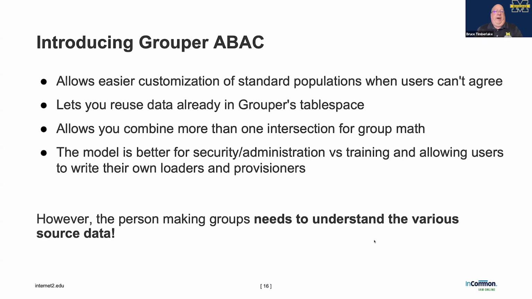Another thing is Grouper has composite groups where you can do group math and combine this group plus this group, or this group and not this group, or whatever. But if you have relatively complex rules where maybe you have 3, 4, 5 different things that you need to consider for the ultimate group membership, composite groups were 2 groups at a time. And so if you have multiples, you might need to create a lot of intermediate composite groups that are useful only to hold data on its way to being a final group. And that's inefficient. So ABAC allows you to directly consume multiple attributes all in one.